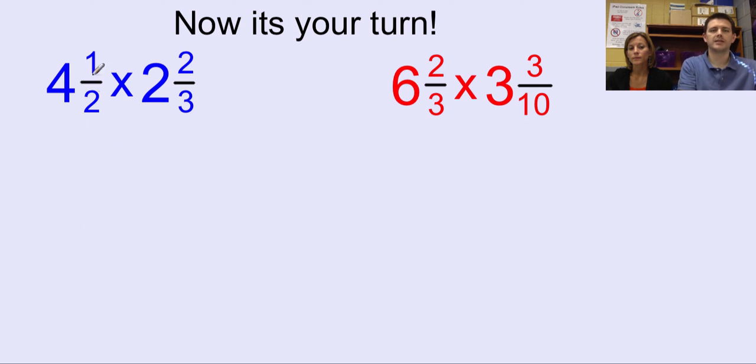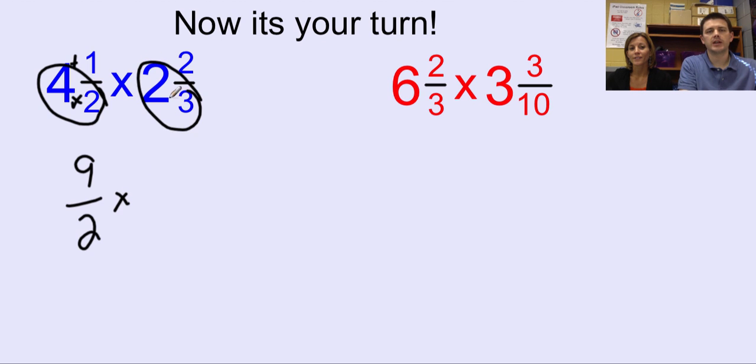I'm going to go with black this time. All right, I'm going to go through the first one and leave the big one for Mrs. King. I see how this is working. 4 times 2 is 8, plus 1 is 9, so I make it into 9 halves. 2 times 3 is 6, plus 2 is 8 thirds. So I've made them into improper fractions.